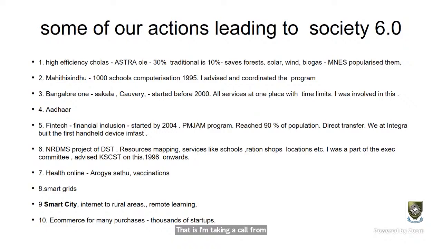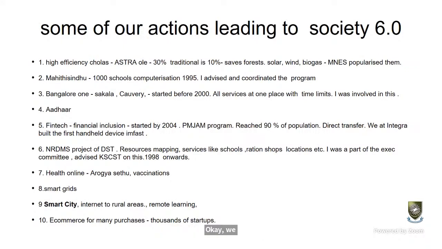So I want to talk about a few actions we have done, where I think society and technology have been integrated. Maybe I can talk about one or two where we really clicked. The first one is that we were using mud stoves and their efficiency was 5%, which means every one of us needed one tree every year. So we were cutting millions of trees every year.